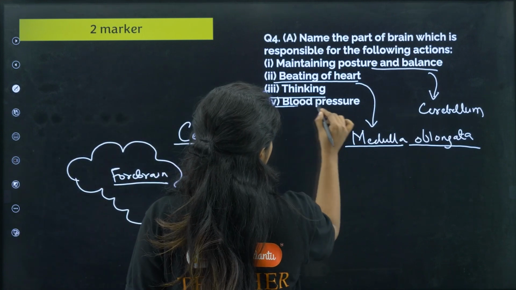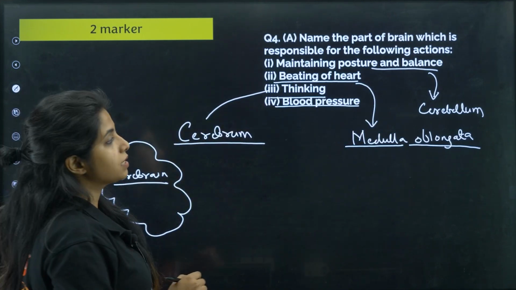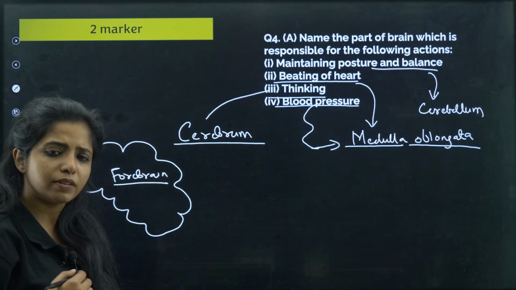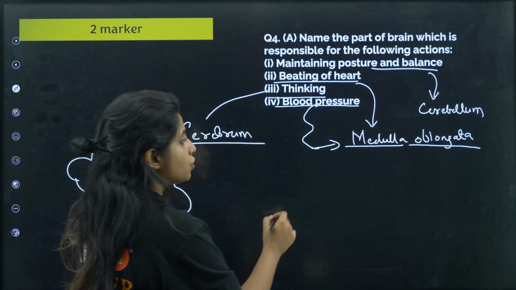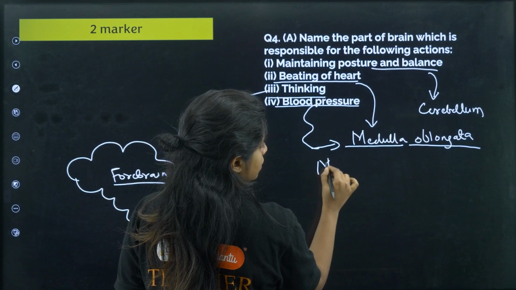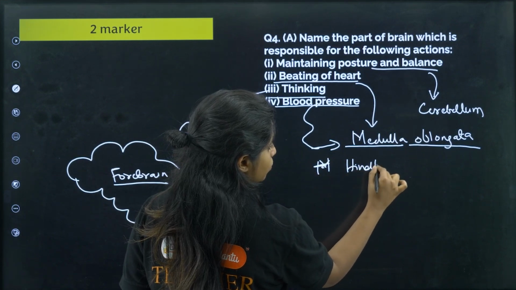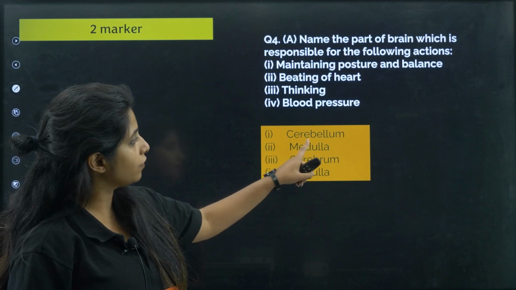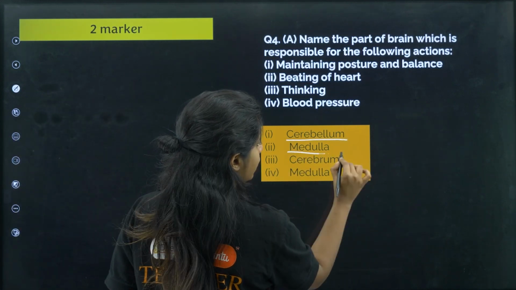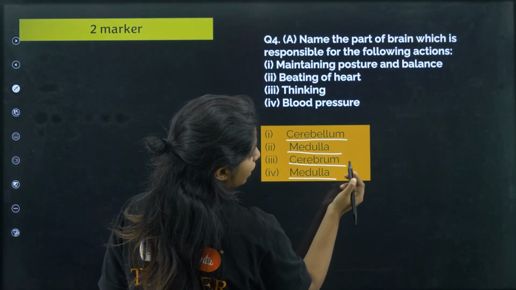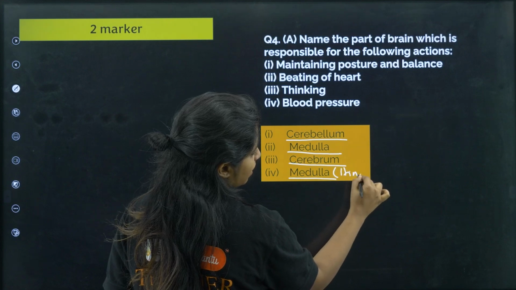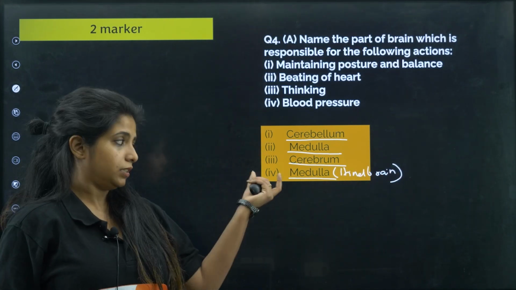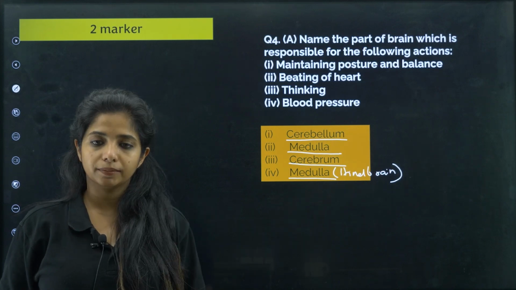Now, blood pressure. Blood pressure is again controlled by the medulla oblongata itself, or basically pons also. You can just say it's hind brain that controls things because it's a part of it. But let's see the answer over here. So we have cerebellum, then medulla, then cerebrum, then medulla again. If you want, you can write hind brain, but it will be really good to put it in the bracket. Write medulla first and then put this in the bracket.